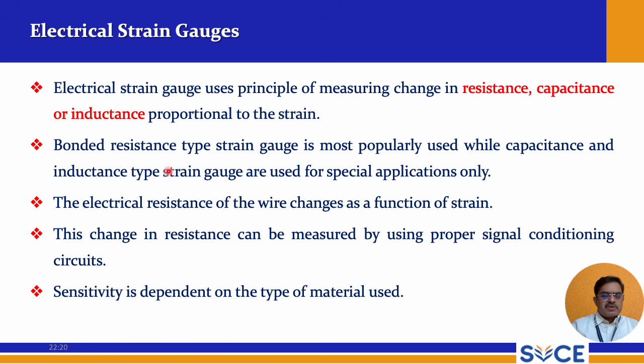for special applications only. So the bonded type resistance strain gauge is a widely used instrument, and the electrical resistance of the wire changes as a function of the applied strain. This change in resistance can be measured by using proper signal conditioning circuits. So in between we need to have signal conditioning units, which we have discussed in our regular classes: what is signal conditioning and what are the types of signal conditioning. And sensitivity is dependent on the type of material used.